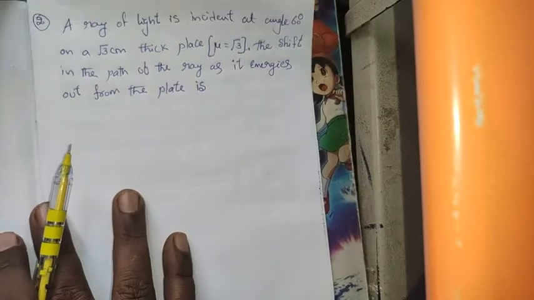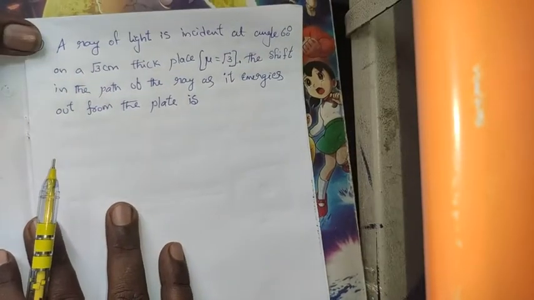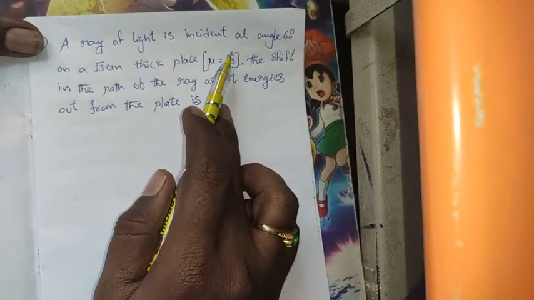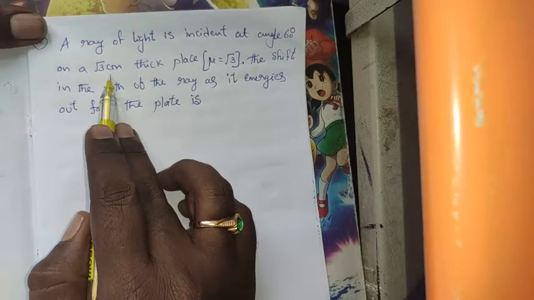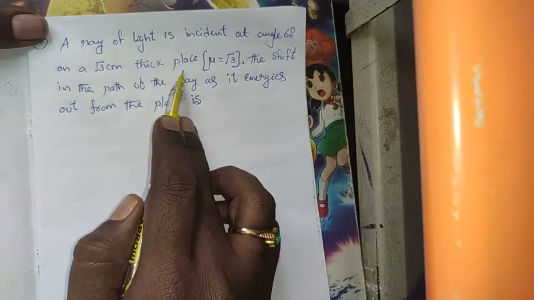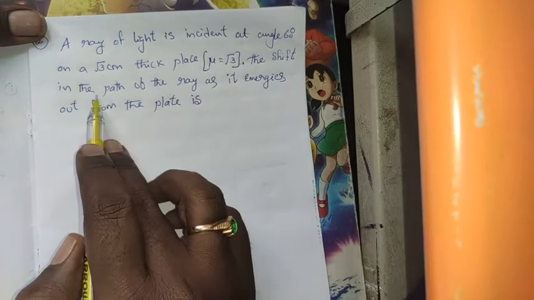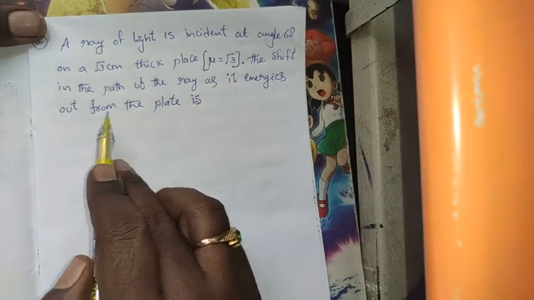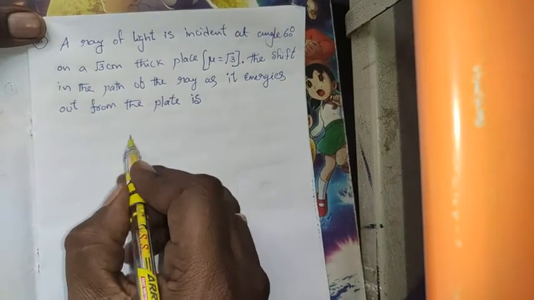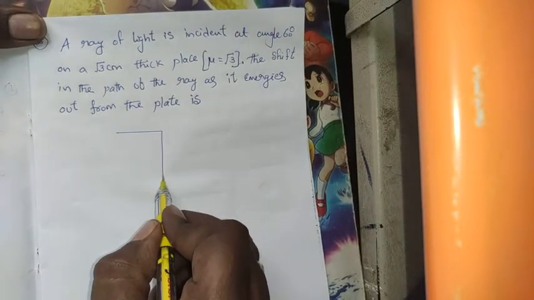Let me go for the second one. A ray of light is incident at an angle of 60 degrees on a root 3 centimeters thick plate, and the refractive index is also root 3. Find the lateral shift of the path of the ray as it emerges out of the plate. First I will take the plate here.